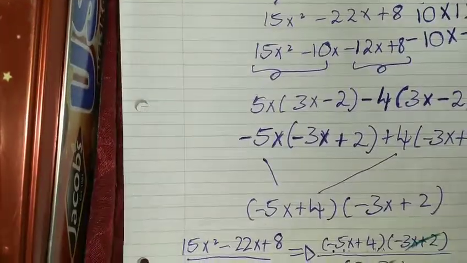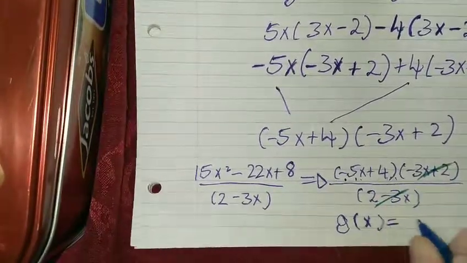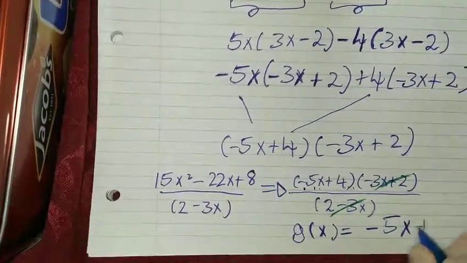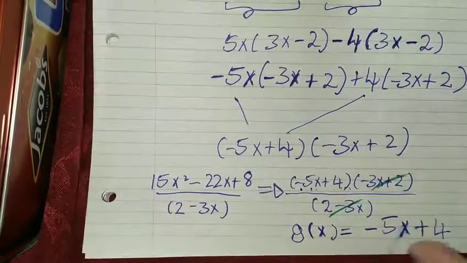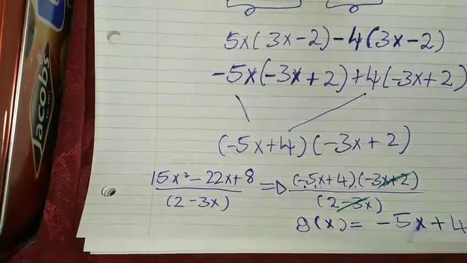So g of x is going to be equal to minus 5x plus 4. And that is my answer for g of x. And that is my answer for that.